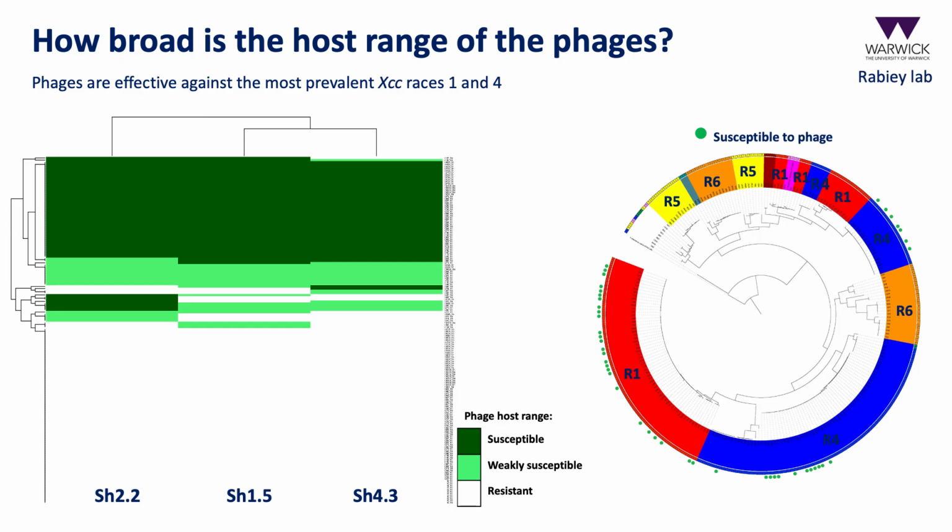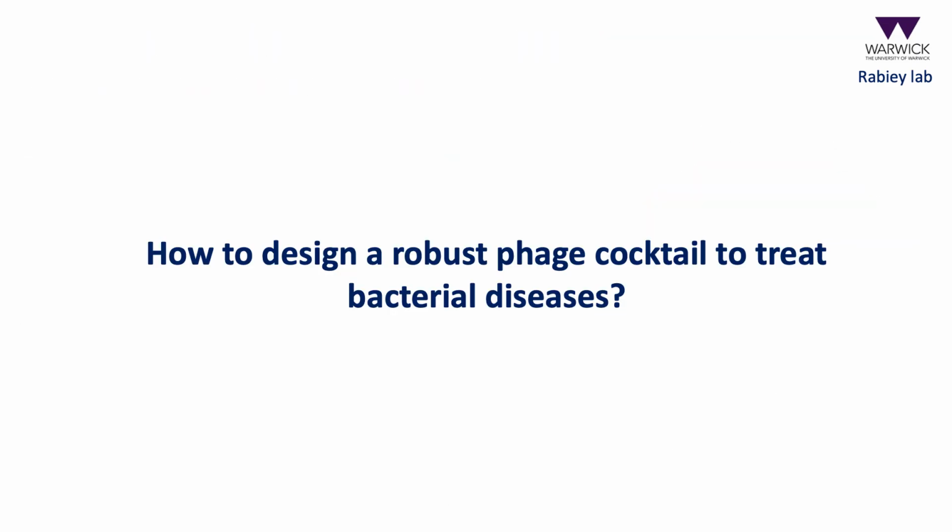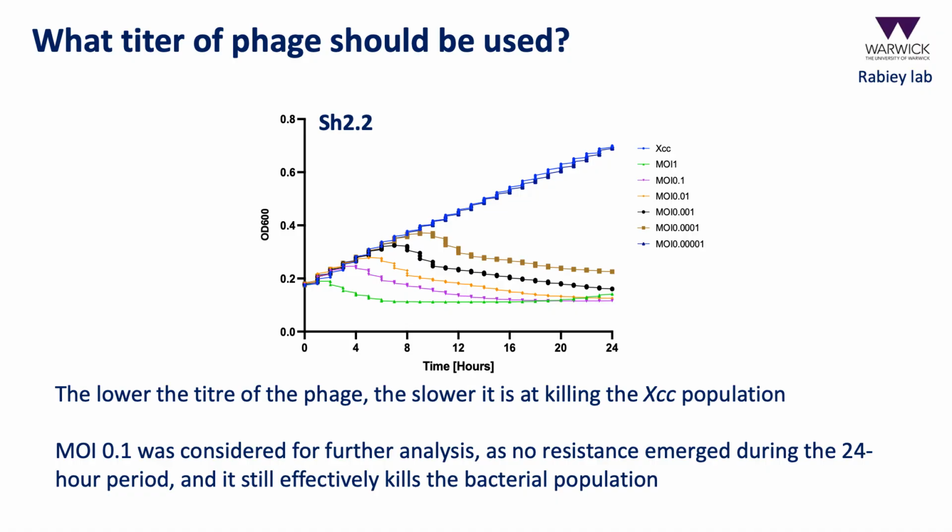So as I said, the phages are host specific to race 1 and race 4. And as I mentioned before, these races are the most dominant races in the UK. But how do we design a phage cocktail? I told you that we want phages that use different receptors. We want phages that target anti-phage defense systems, and when we want to use this phage cocktail, we want to target as many strains of XCC as possible within each race.